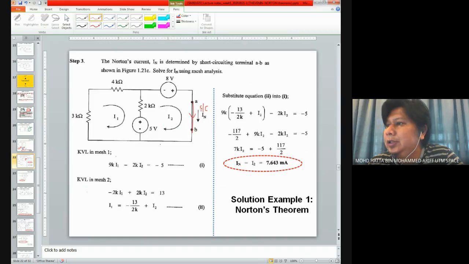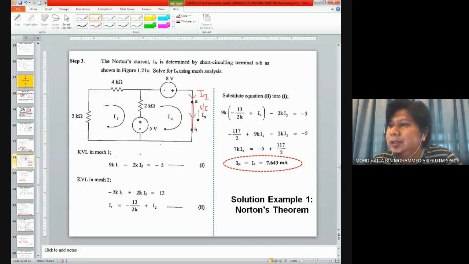So try to find the current flowing through here, and the current flowing through here is considered as our IN. Looking at the circuit, if this is mesh number 1, we denote it as I1, and this is mesh number 2, we denote it as I2, and IN is basically the current flowing through here, which is the same current as I2. So it makes our calculation a lot easier.